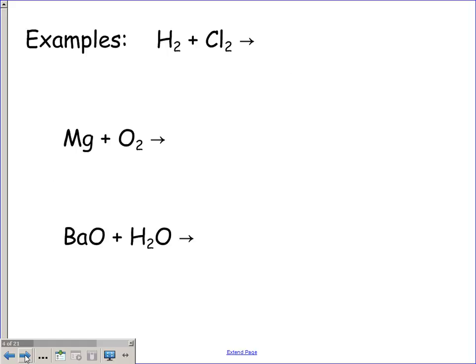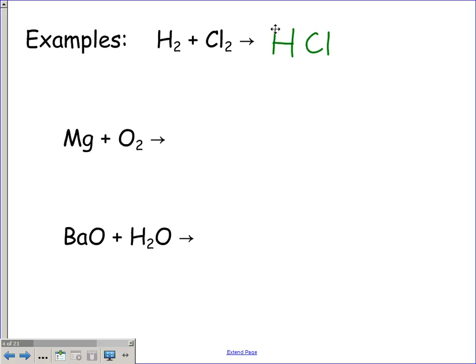So let's do some examples. Let's start with H2 plus Cl2. We remember that H and Cl are both diatomics, which is why they have the two subscripts. So when I take H and bond it with Cl, H's charge is going to be +1, Cl's charge is going to be -1. So if I were to crisscross those charges, I would have H -1, Cl +1. But we remember that we don't write ones, nor do we write charges. So I can go ahead and erase those charges. And what I end up with is HCl.